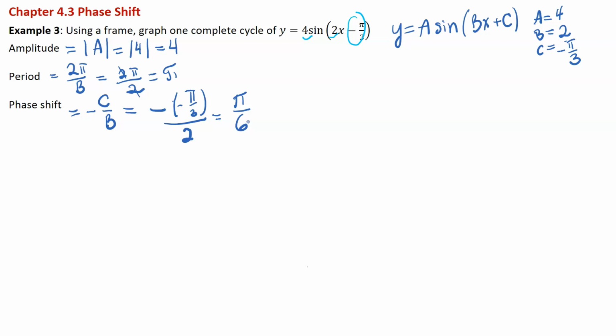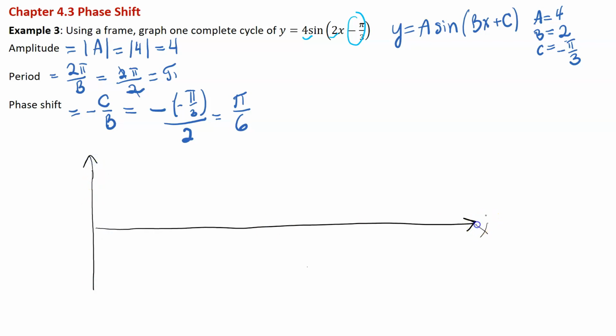We can now build a frame. Let's start with labeling the y-axis and x-axis. The y-axis ranges from negative 4 to 4. On the x-axis, we will start by identifying the phase shift, pi over 6, and the period, pi. The last point will be pi over 6 plus pi. Find common denominator. Pi plus 6 pi is 7 pi over 6.